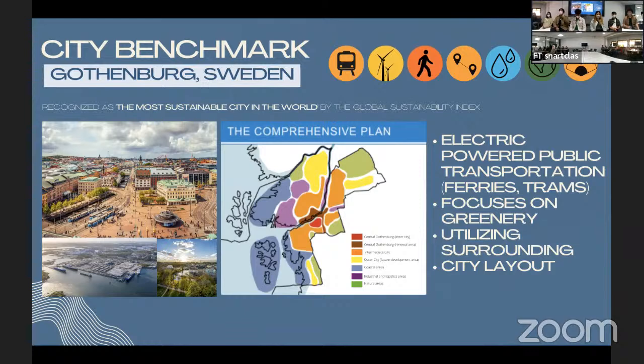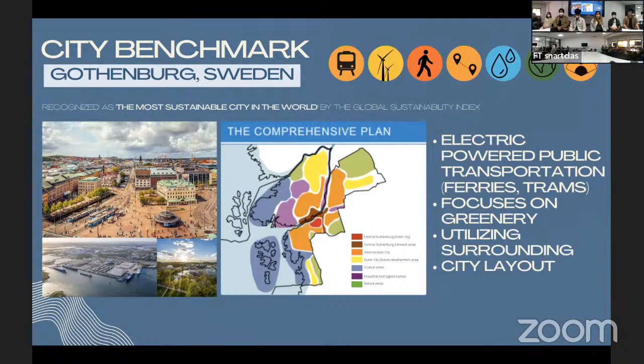Well, first and foremost, the transportation, or to be more specific, the public transportation. In Gothenburg, public transportation, the tram, is easily accessible to the people there due to the city layout, and it also uses the same road as other vehicles such as private cars, so that people tend to use public transportation rather than private cars. And on top of that, the public transportation there also uses electrical energy, which conserves natural resources.